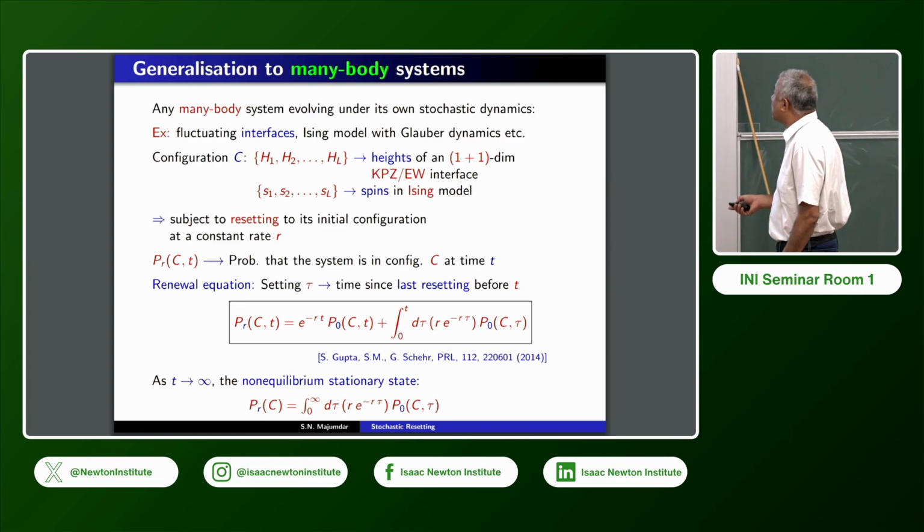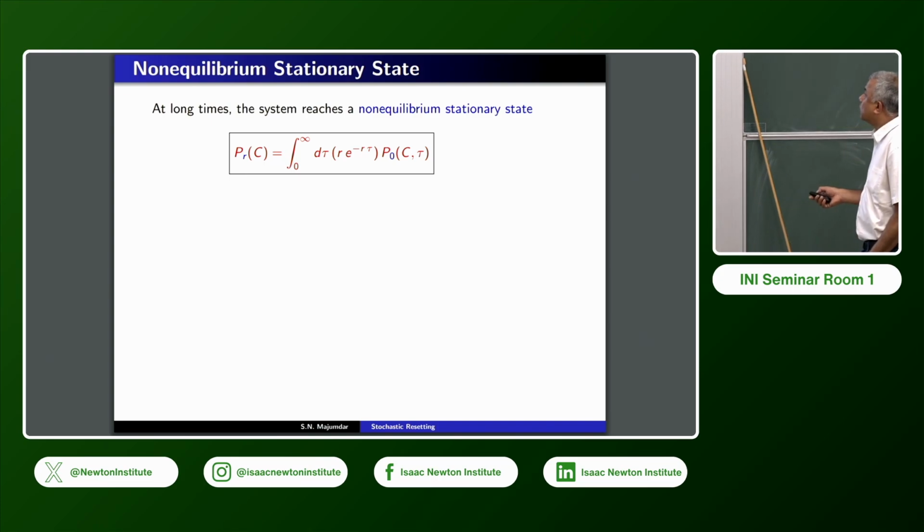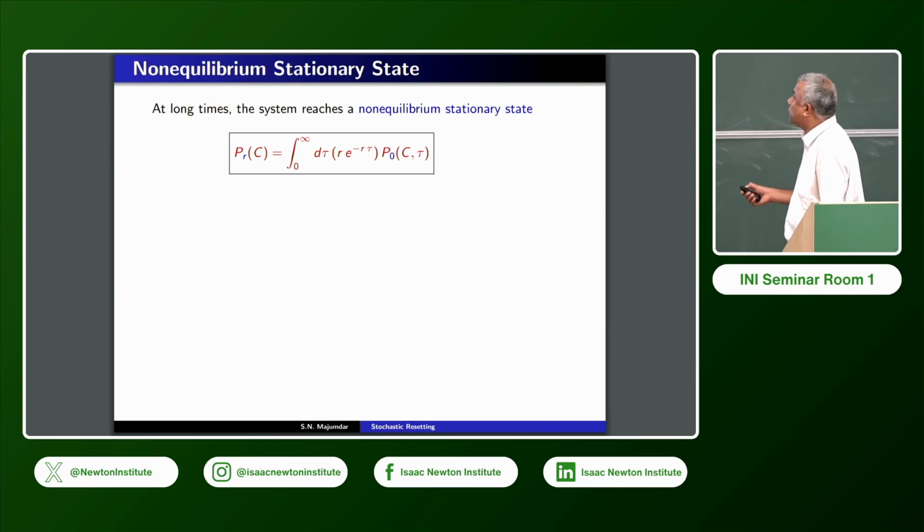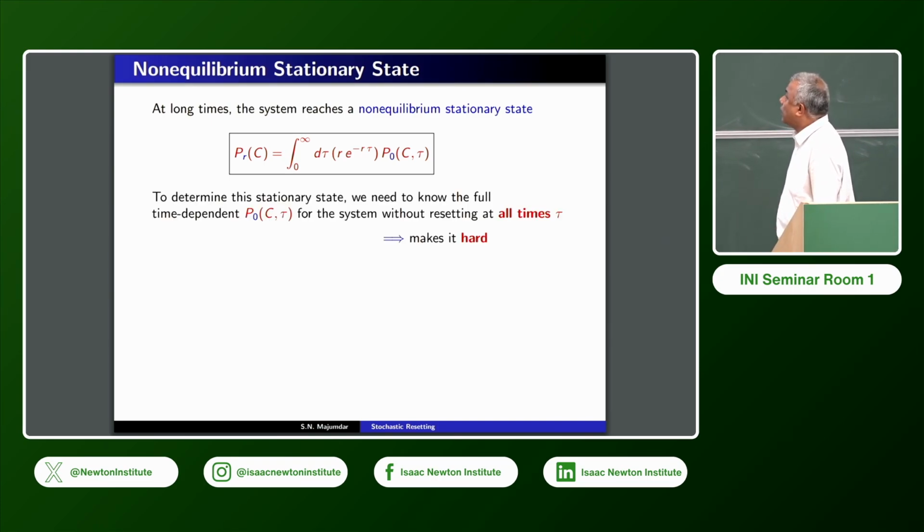Of course, the difficult thing is to compute this. So this is the key equation. We should remember this. To calculate and characterize this stationary state, you need to know the full dynamics at all times tau of the system without resetting, okay? Which often is very hard to calculate for many body systems.